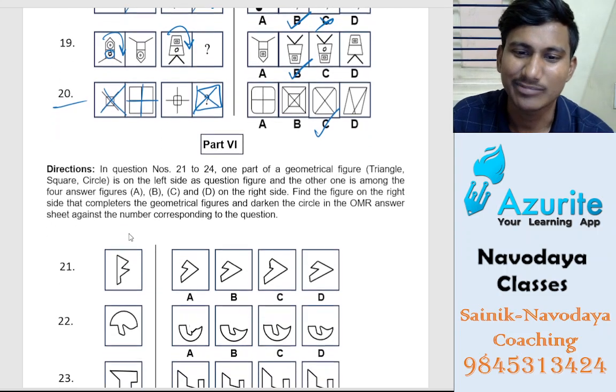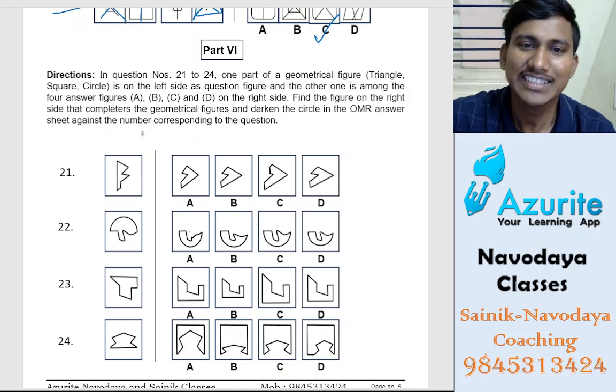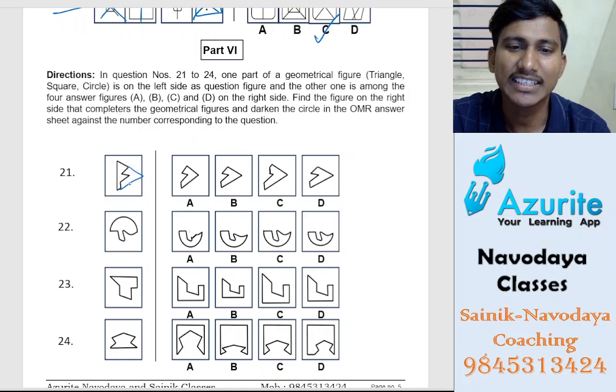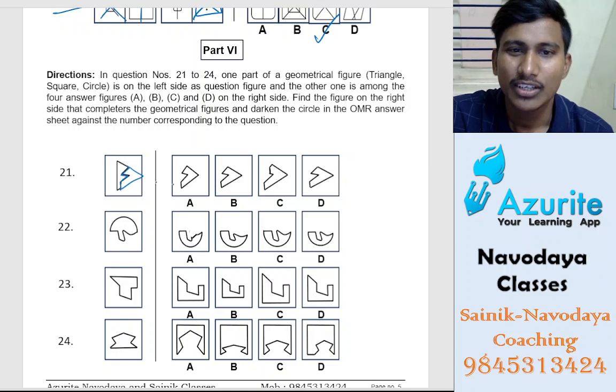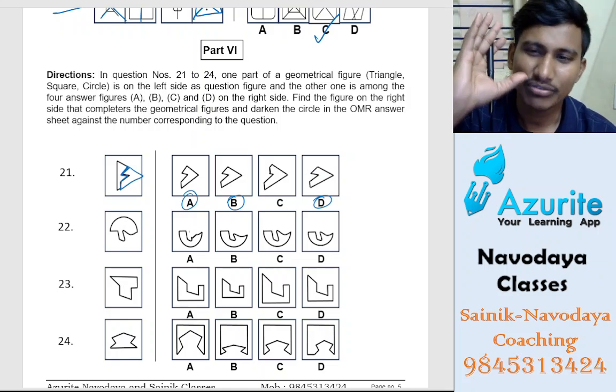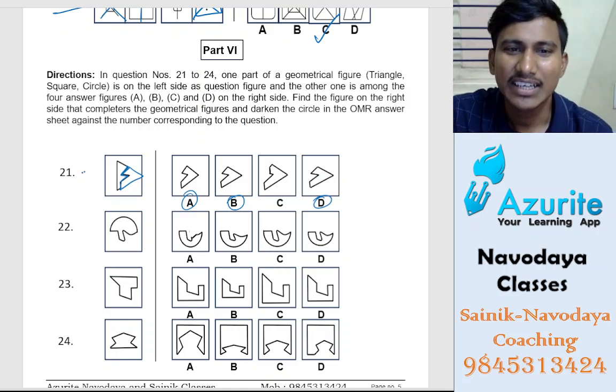Now 21. So 21, this is a triangle. Which triangle? It is rotated this way, right? So if it is rotated this way, it will be like this. You can check the answer here. You can easily check the answer, that maybe it can be A, or it can be B, or it can be D also, right? So it is not very clear. That is why it is a grace.